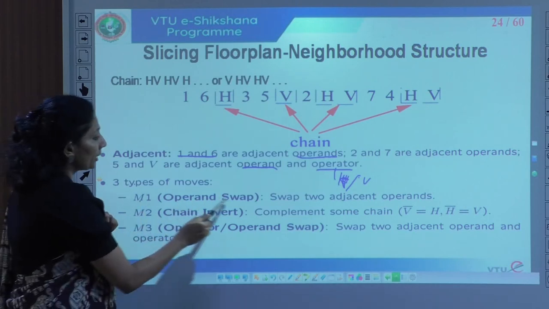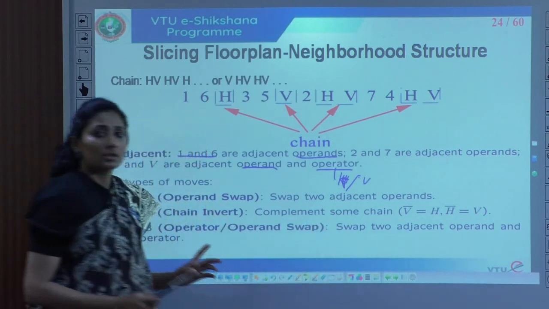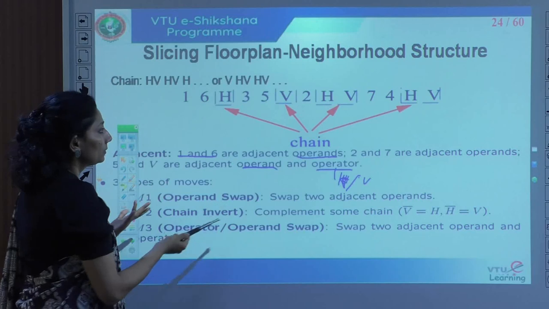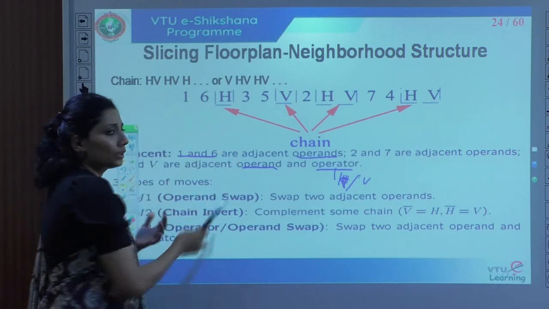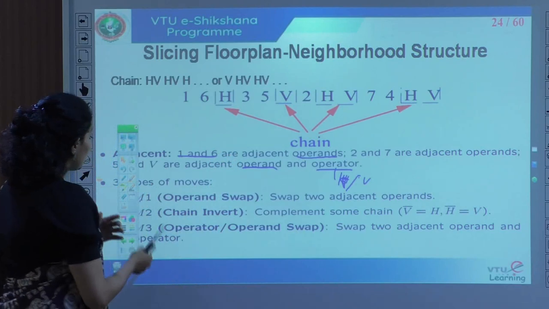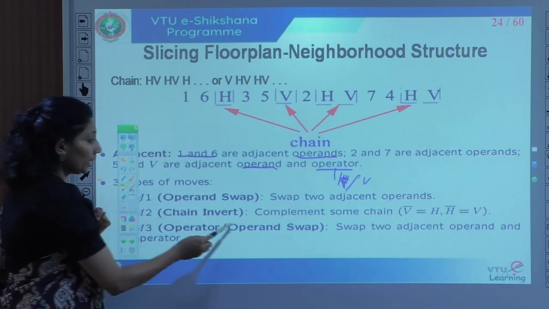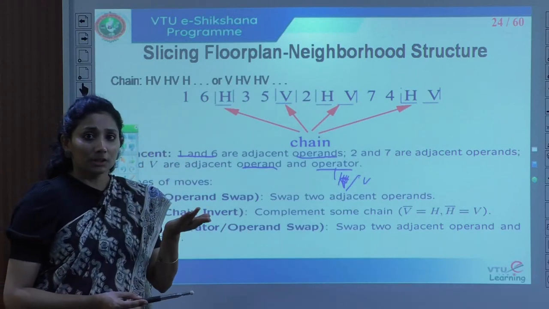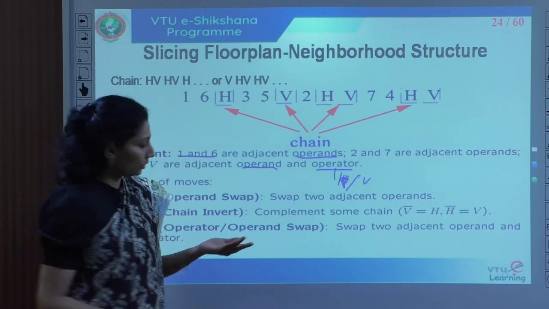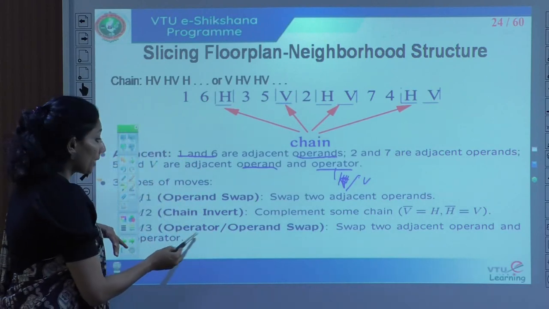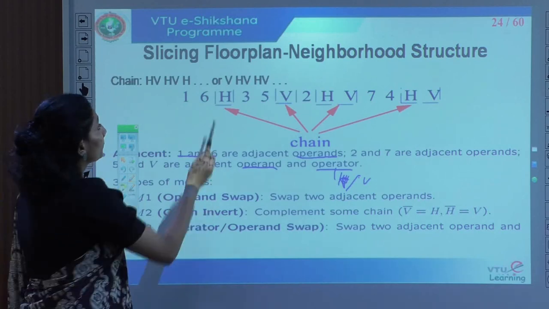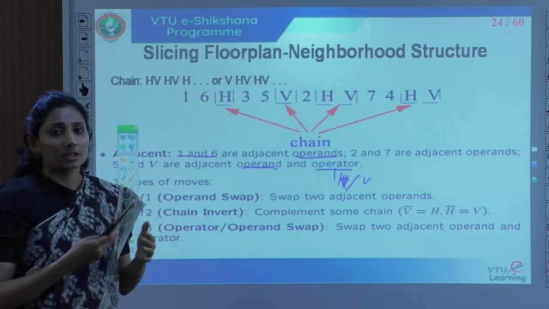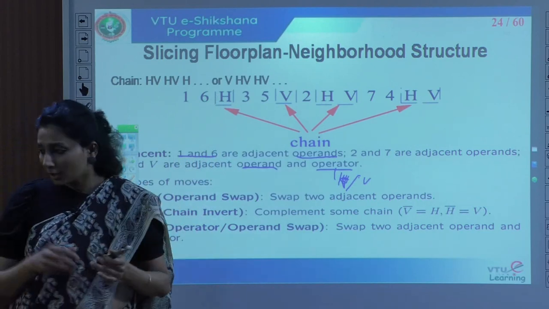M1, move 1, is operand swap. Swap adjacent operands. Swapping adjacent operands is very simple, right? I can swap 6 and 1, I can swap 5 and 3, and the floor plan automatically changes. The second move is the chain invert. Complement the chain. That means wherever H was present, you make it V, and wherever V was present, you make it H. The third one is operator operand swap. That means, say 6 is replaced by H, and H is replaced by 6. You just change that, and once again the floor plan is going to change.